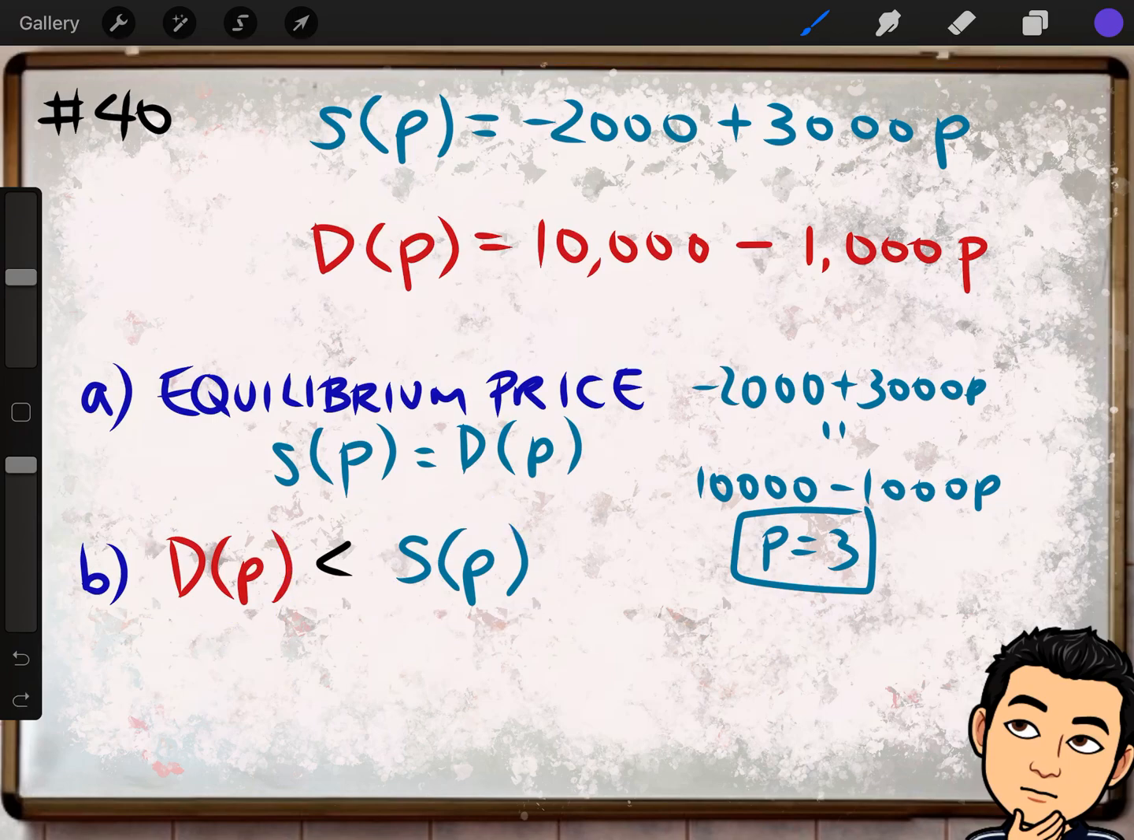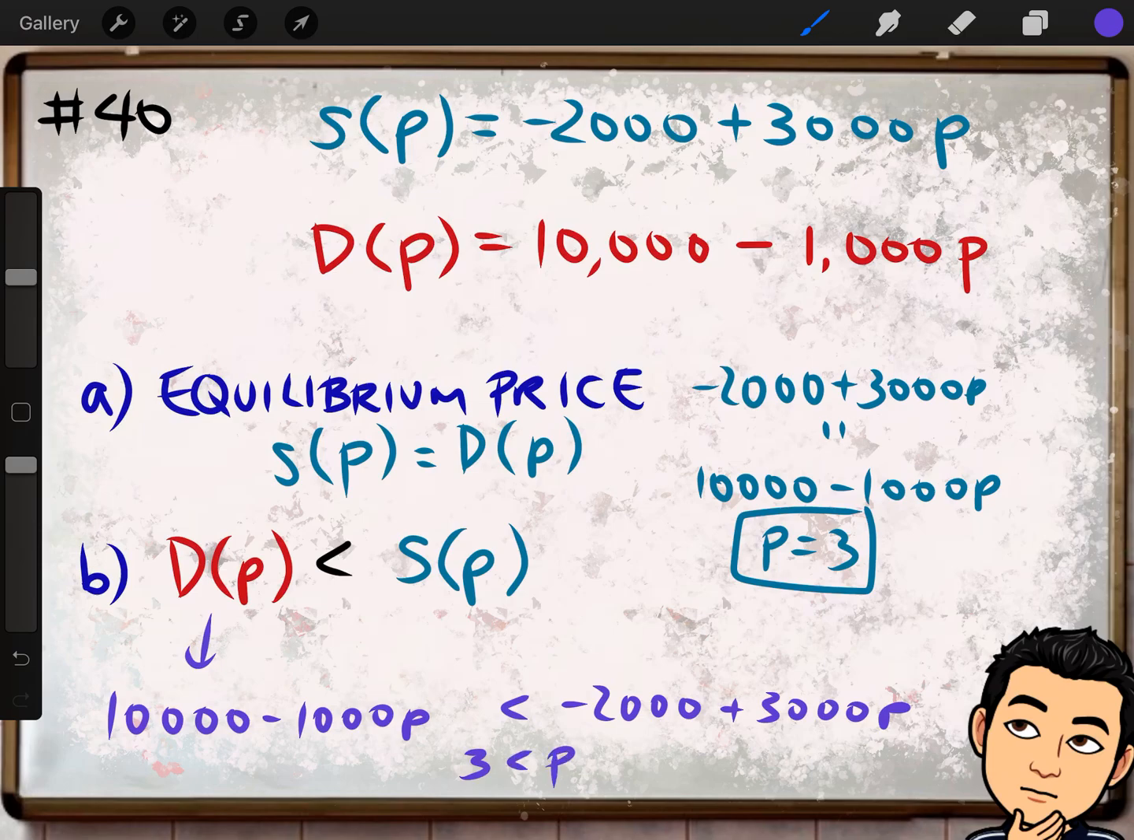So what you need to do is put the equation out. That's going to be 10,000 minus 1,000 P, and that's less than negative 2,000 plus 3,000 P. And you just go ahead and solve for the price. You should have 3 is less than P, which means P is greater than $3. I'll repeat myself one more time. That's why demand is less than supply.